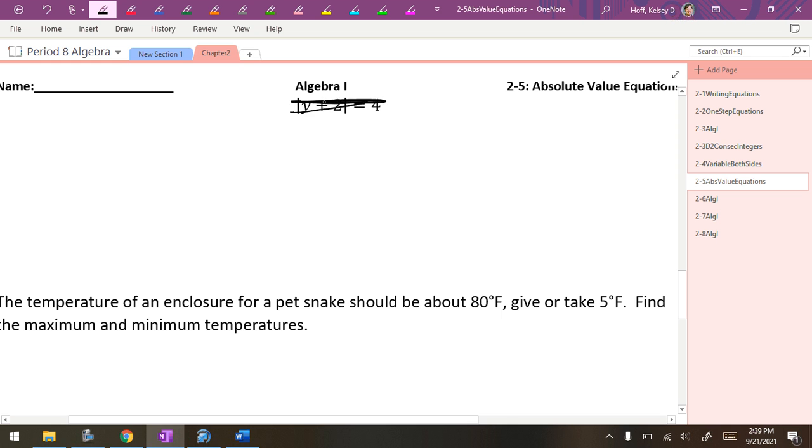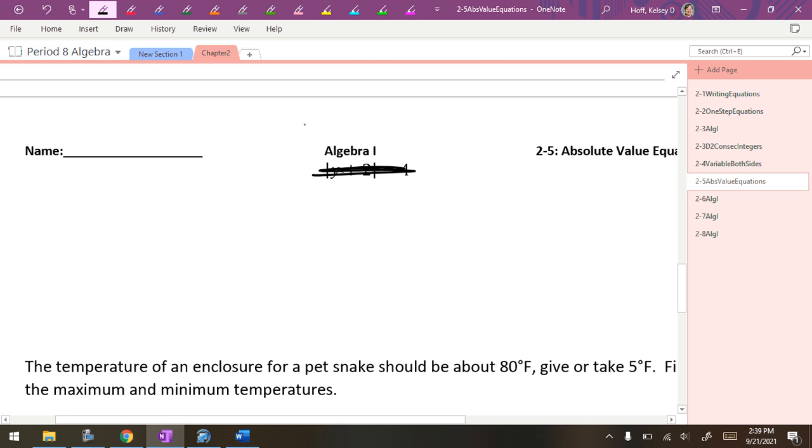Oops, I did not change this on my notes. I changed it on yours. The absolute value of 4y minus 2 equals 26. All right, absolute value always has 2 answers. But I tricked you last time: absolute value equals negative 26 would be no solution.